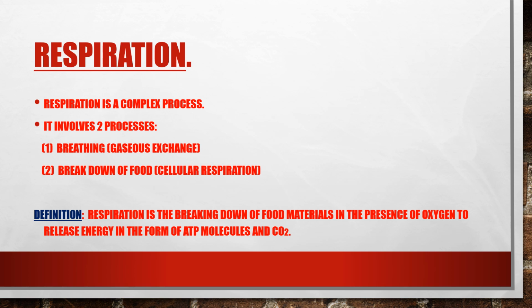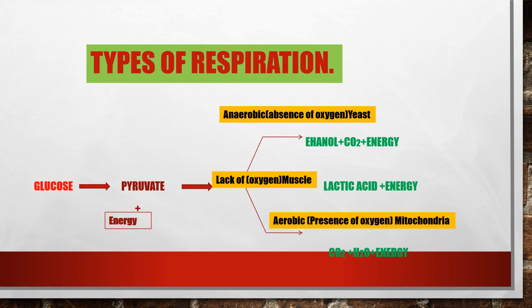Respiration is breaking down of food materials in the presence of oxygen to release energy in the form of ATP molecules. In the process, carbon dioxide is also released. Respiration is a very complex process. It involves two steps. One is breathing, which is gaseous exchange. Another one is breakdown of food material, which is known as cellular respiration.